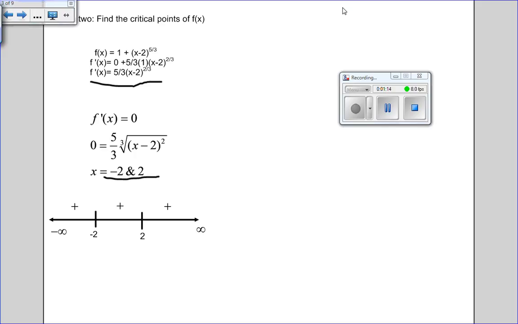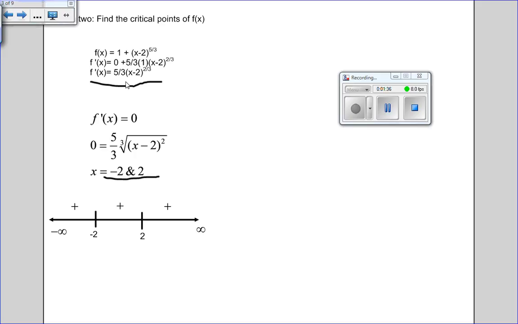We found our derivative simply by taking the derivative of this function, and we only had to apply the chain rule, so it was rather simple. And next, we are able to determine that the function value for our derivative is 5/3 quantity x minus 2 to the 2/3. Setting this equal to 0, we'll find our critical points.